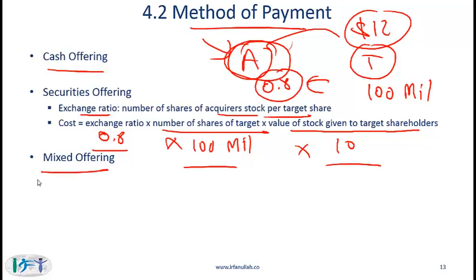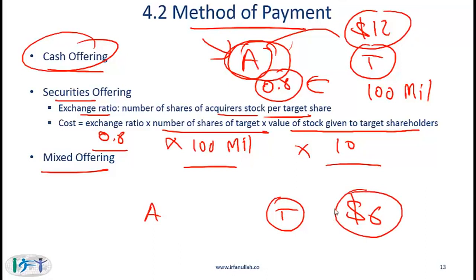And finally, mixed offering is a combination of cash and securities. So company A might say to T that, look, we'll give you $6 per share cash, plus we will give you 0.4 shares of company A in exchange for every share of company T.